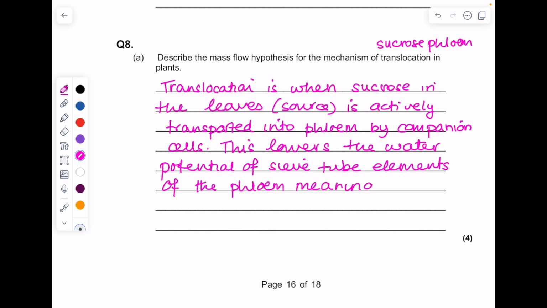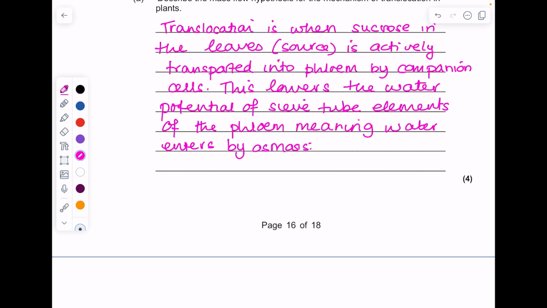Meaning that water enters the phloem by osmosis. And due to that water entering, what that does is it increases pressure within the phloem, therefore causing mass movement of the sucrose towards the sink, which could be the roots, which take that sucrose and convert it to starch for an insoluble storage solution.